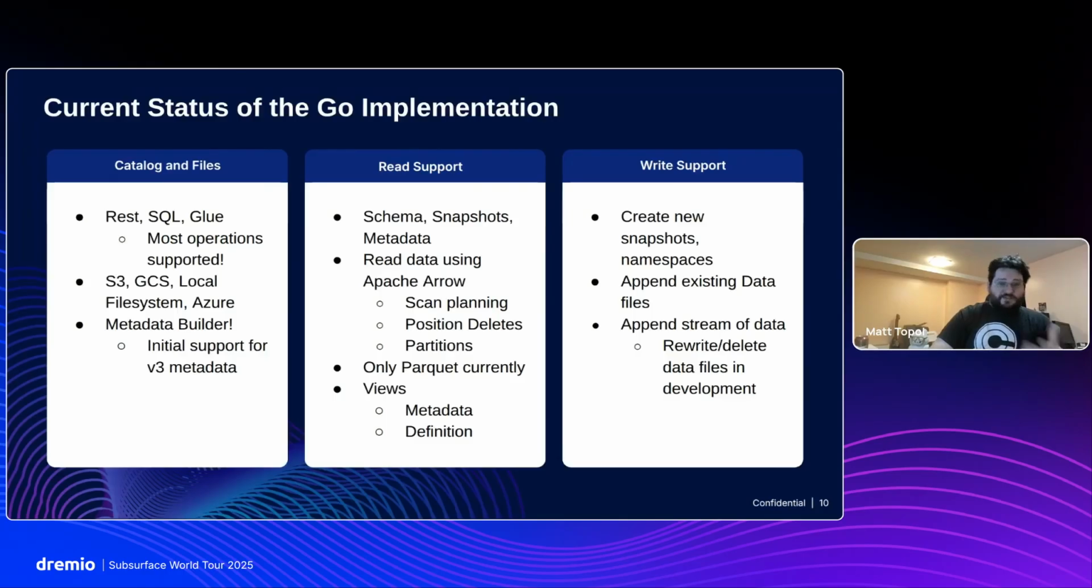We've got read support for schemas, metadata, time travel reads, scans. You want to do a scan plan? You want to actually just stream the actual data out using Apache Arrow? You can do so. Get a stream of data. Very efficient, very useful. We have support for getting the metadata on Iceberg views and getting their definition. We don't execute them yet because we didn't embed a SQL engine because that's silly.